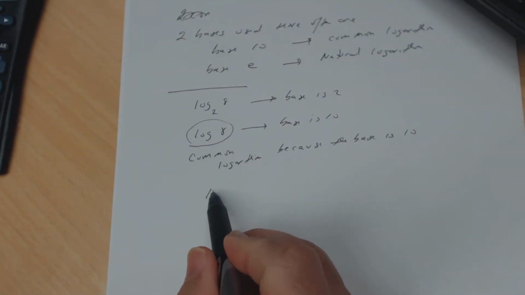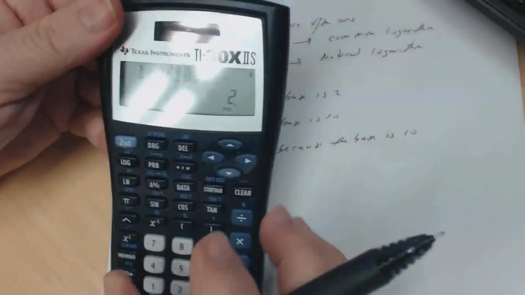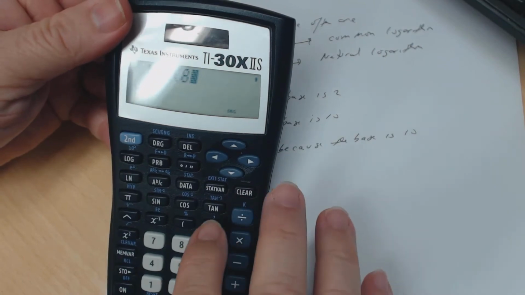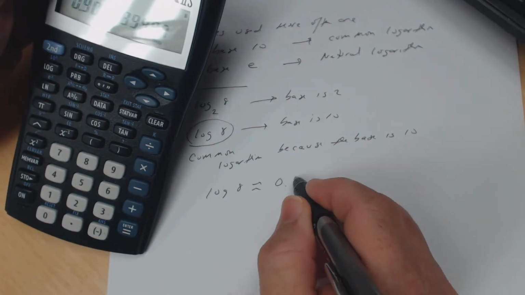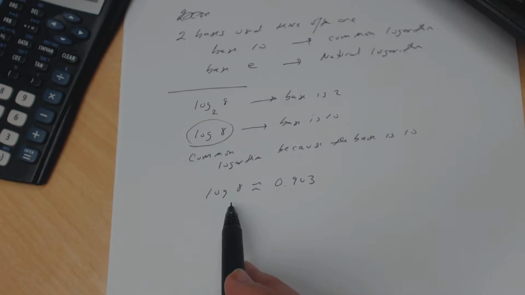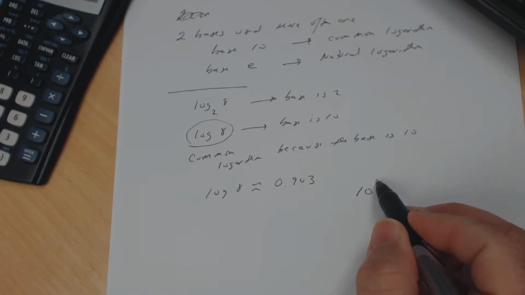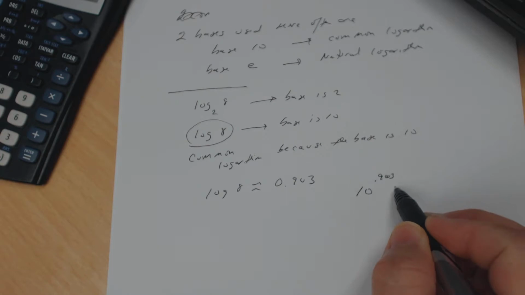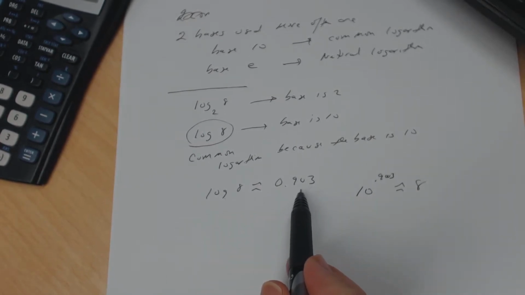So in your calculator, let's figure out what the log of 8 is approximately equal to. So you just say log of 8, close, equal, so it's about 0.903. Basically, if you change this to exponential, what you found is that 10 raised to the 0.903 is approximately equal to 8.